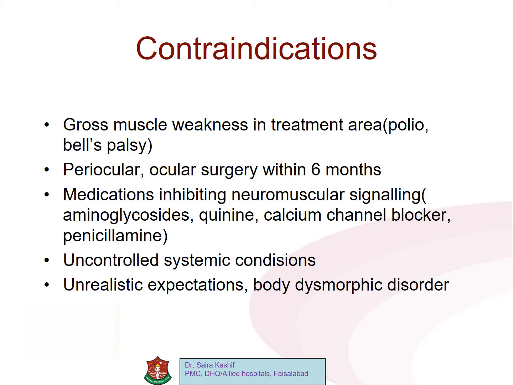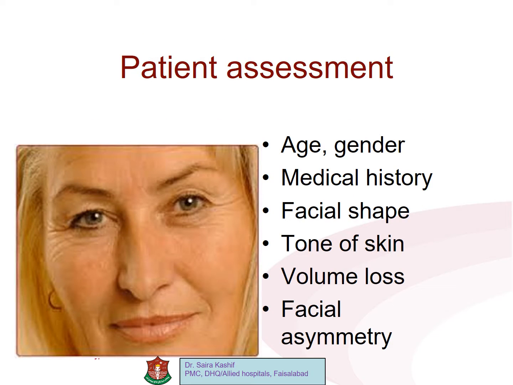If there is gross muscular weakness in the treatment area, for example, due to polio or Bell's palsy, or if there is history of periocular or ocular surgery within the previous 6 months, if we are treating the glabellar complex or the crow's feet area, or if the patient is taking some medication which also blocks the neuromuscular signaling, and if there is some uncontrolled systemic condition or body dysmorphic disorder.